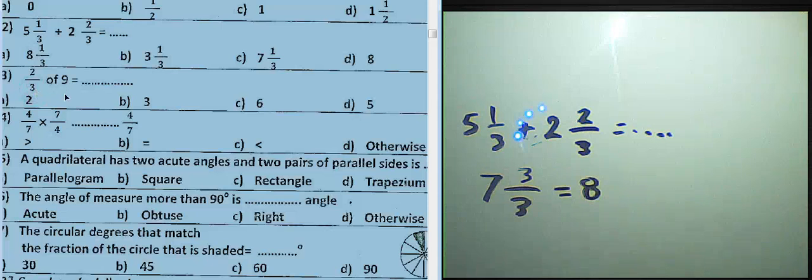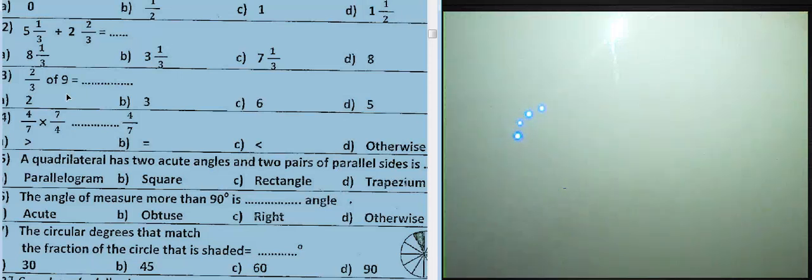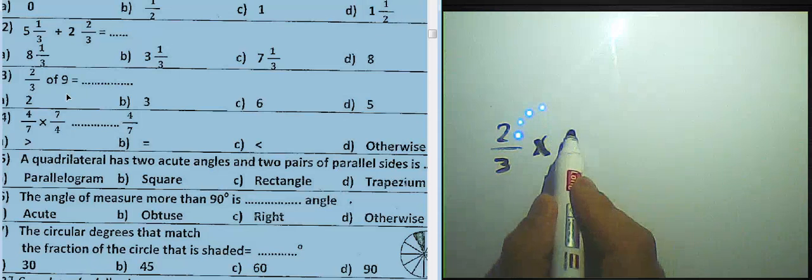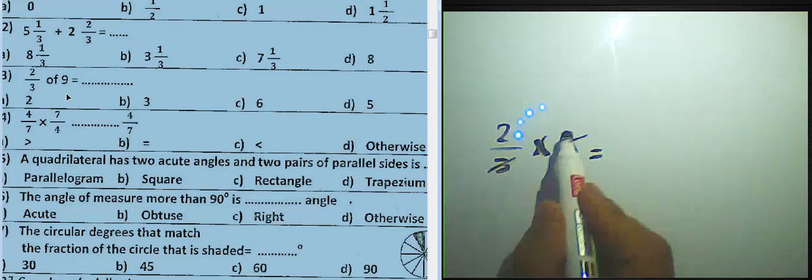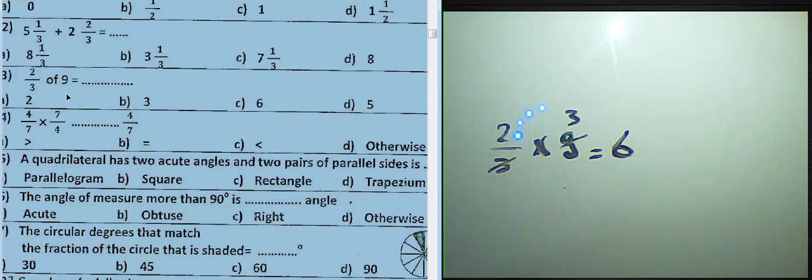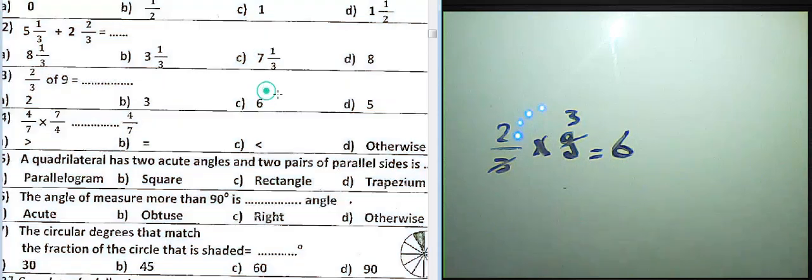Question 3. 2/3 of 9. "Of" means multiplication by 9. You can simplify it: 9 divided by 3 equals 3, and 3 times 2 equals 6. Letter C.